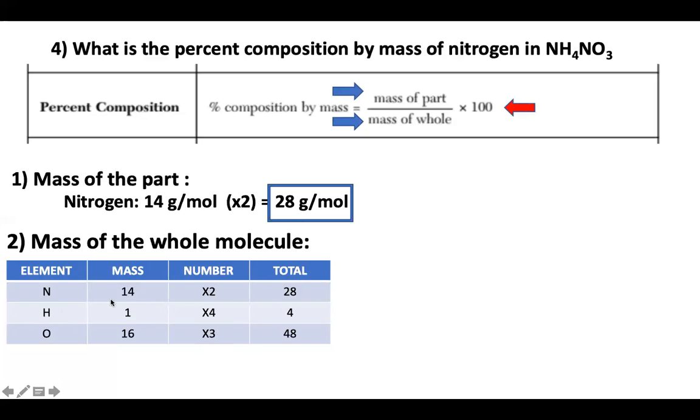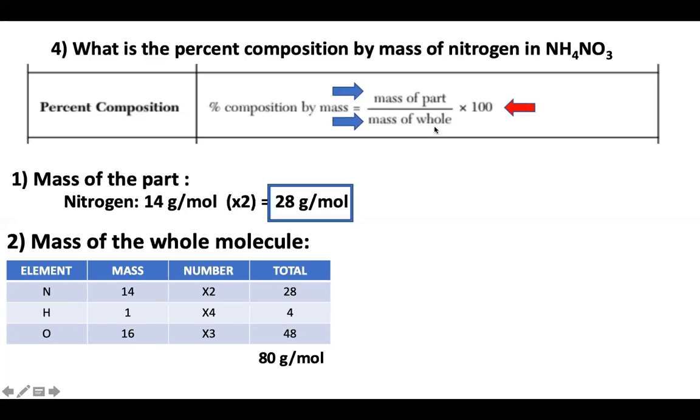Hydrogen, each one weighs 1. Now we multiply that 1 by the 4 hydrogen we have in the molecule, because we have that little subscript there, 4. So we have 4 hydrogen multiplied by 4. Oxygen, mass of 16. We have 3 of them according to the molecule. So times 3, and we get 48. Add all of these up. What do you get as a gram formula mass? Gram formula mass is going to be 80 grams per mole.